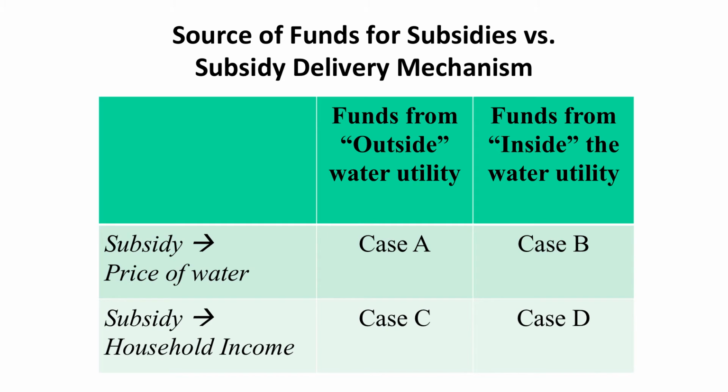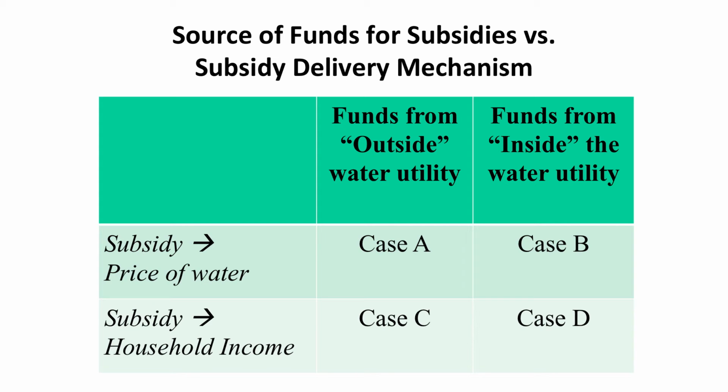The next slide illustrates the second and third concepts, the source of funding for a subsidy scheme and how these funds are used. Basically, subsidies can either come from sources external or internal to the water utility, and they can be used either to reduce the price of water or provided directly to households as income support, which can be used to reduce a poor household's water bill. The columns in this table show the source of funds for a subsidy scheme, whether they come from outside or inside the utility. The rows show 2 approaches to delivering subsidies to poor households, either in the form of subsidized water prices or directly as income support.